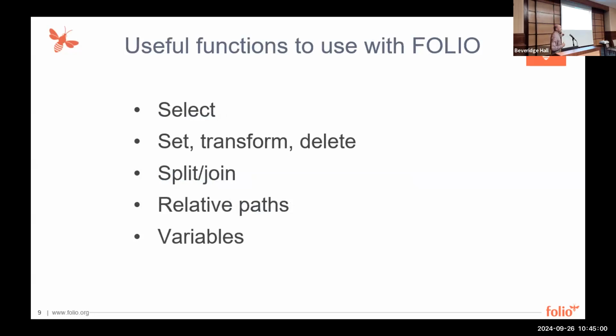I'm going to list some things. I don't expect anybody to remember anything. It's more to develop a feel for it, so you know what type of things to look at afterwards. You can select things. You can set values. You can transform, delete. You can split arrays. You can join arrays into other things. You can do relative paths like you can with XSLT, create variables. So, I mean, a lot of things that are like programming language type things.